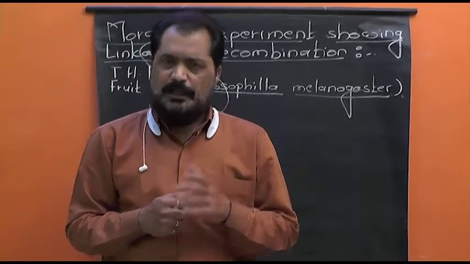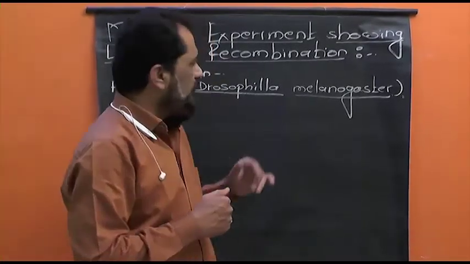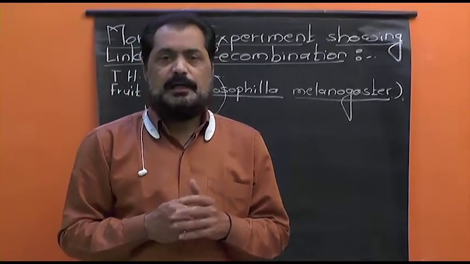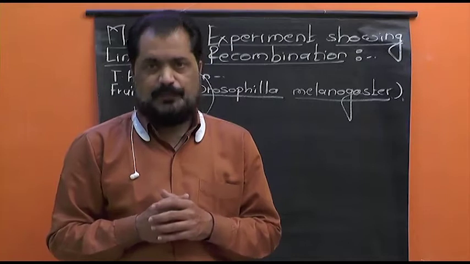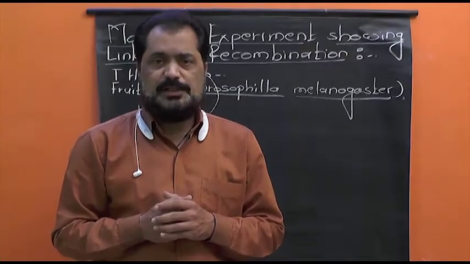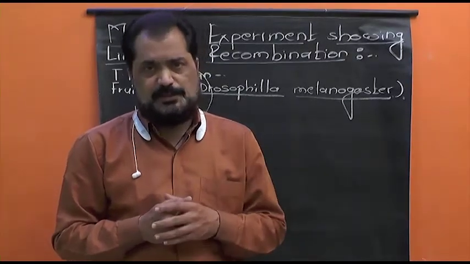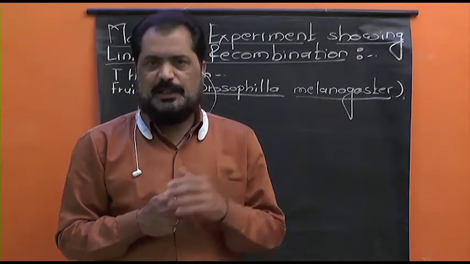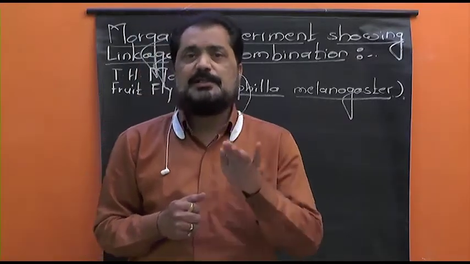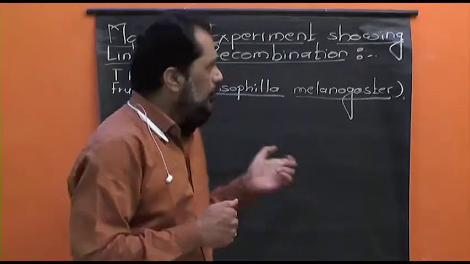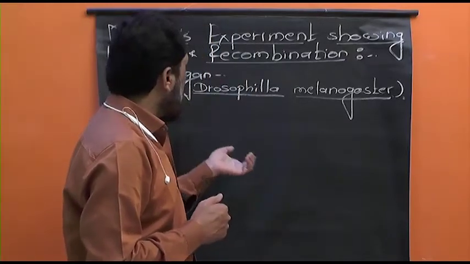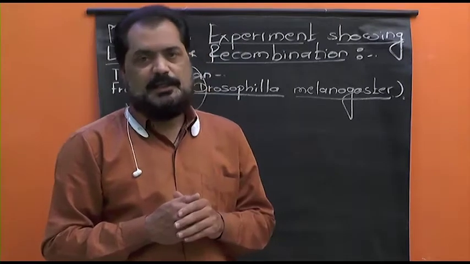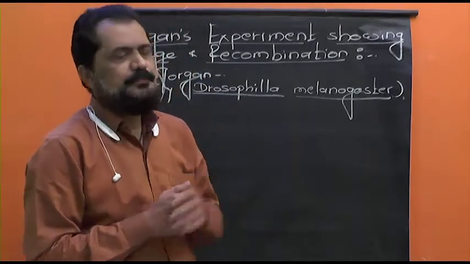And moreover, this Drosophila has also a very high rate of reproduction. It means it produces a large number of offspring, which are necessary during genetic experiments. These are certain reasons why Morgan selected Drosophila melanogaster as experimental material in his genetic research.